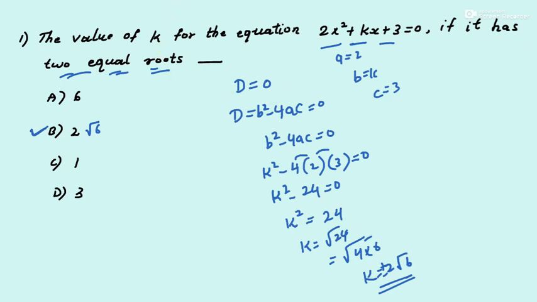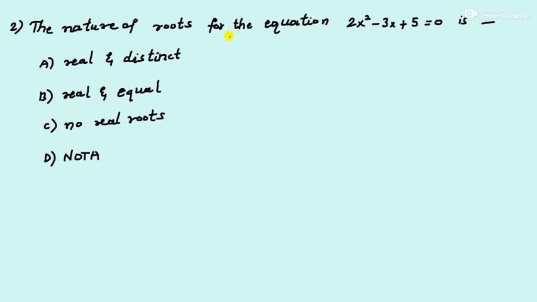Moving to the second question. The nature of roots for the equation 2x square minus 3x plus 5 equals 0 is dash. So we have to tell the nature. Same as before, d is equal to b square minus 4ac. Now substitute the values. a is 2, b is minus 3, and c is 5. So minus 3 whole square minus 4 into 2 into 5.